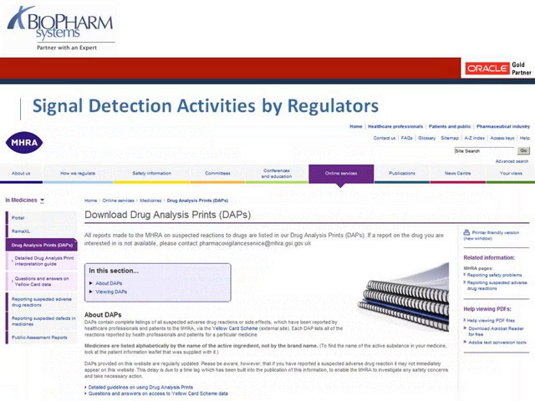If you look at the website of the MHRA, our own MHRA in the UK, there are these drug analysis prints which give an overview of the most common suspected reactions to drugs. And those drug analysis prints actually originate from the same system that the FDA are using. So the MHRA has the same system at their disposal as the FDA to perform safety signal detection.